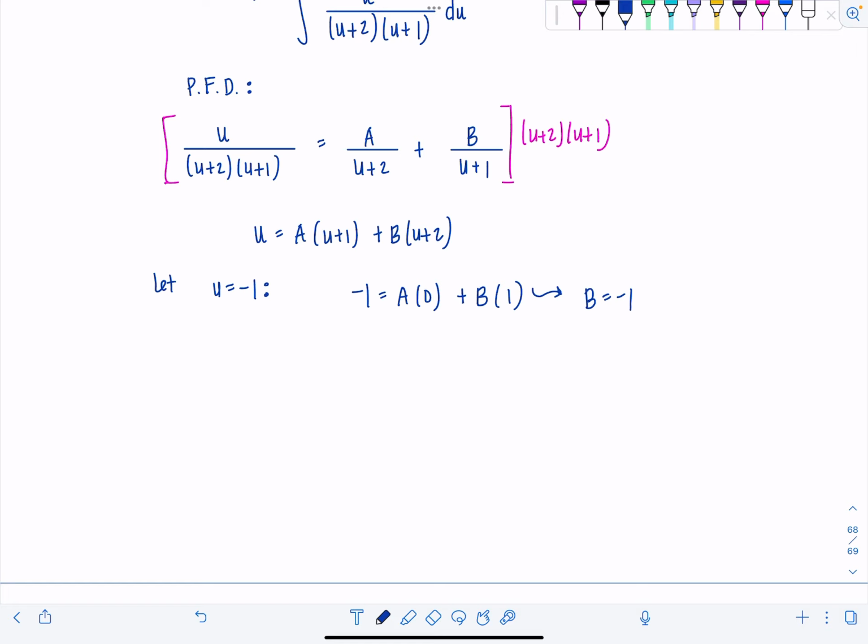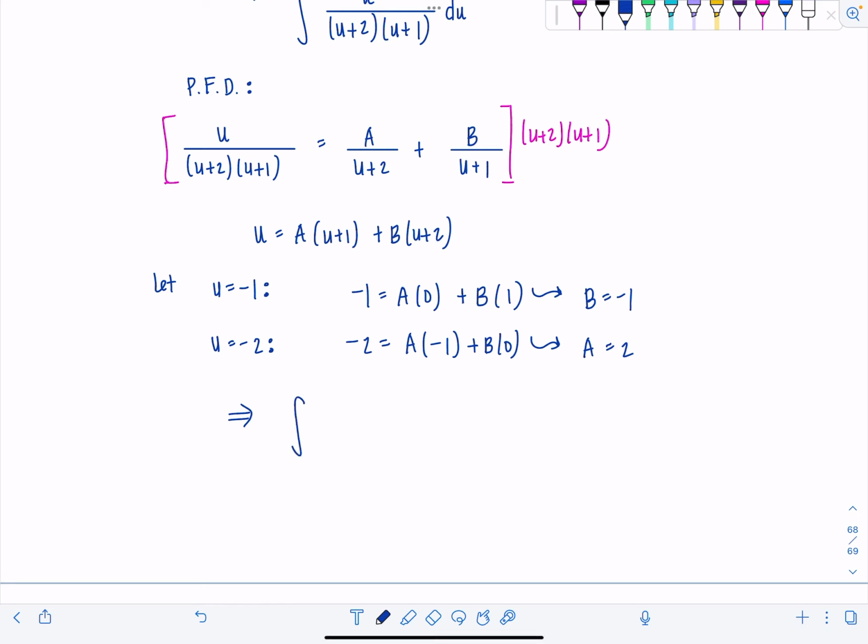And then I'm just going to repeat that process, this time choosing u to be -2. That way this factor will be 0. And then I have -2 equals A times -2 plus 1, that's -1, plus B times 0. So A is equal to 2. All right, very good. Now back to our integral.